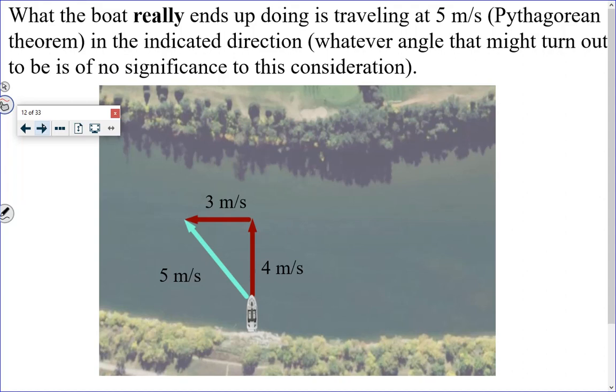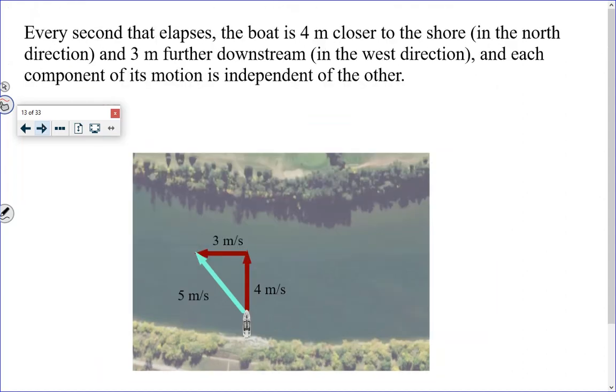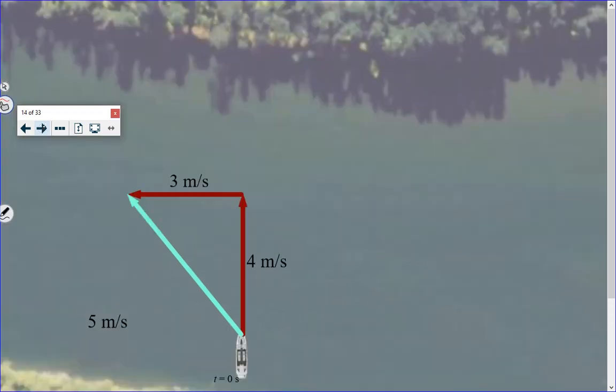But what the boat is doing as it travels 5 meters per second along that blue line is it's doing two things. It's moving north at 4 meters per second, and it's moving west at 3 meters per second. So every second that goes by, the boat will be 4 meters closer to the shore, and it will be 3 meters further downstream. Let me show you that visually.